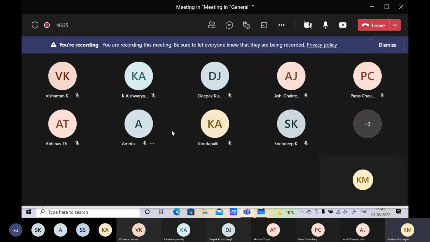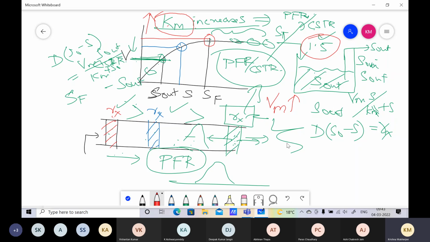Brother, you people, 1, 2, 3, 4, 5, 10-12 people are there, out of a class of 60. So at least 20% attendance or whatever I would like to call it. Out of these 20% people, at least one volunteer to give an answer of what happens to the PFR CSTR efficiency ratios as Km increases. No answers, or think about it.